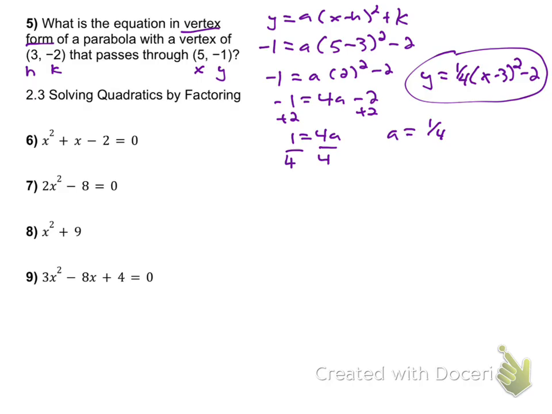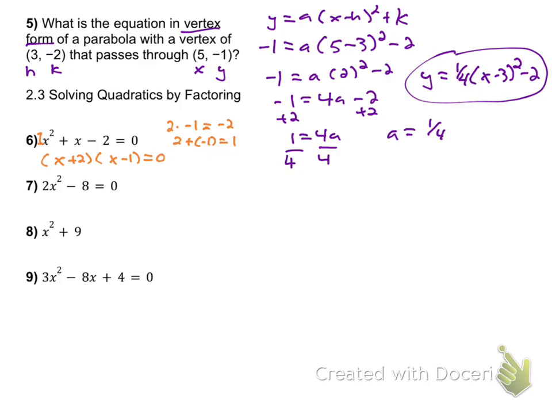All right, number 6, solving by factoring. A is 1, so I need 2 factors of negative 2 that add to give me 1. Well, that would be 2 times negative 1 is negative 2. 2 plus negative 1 is 1. So my answer there would be x plus 2 times x minus 1 equals 0.